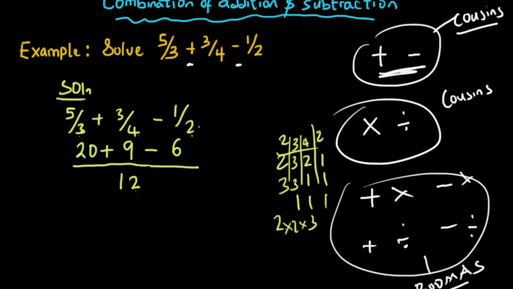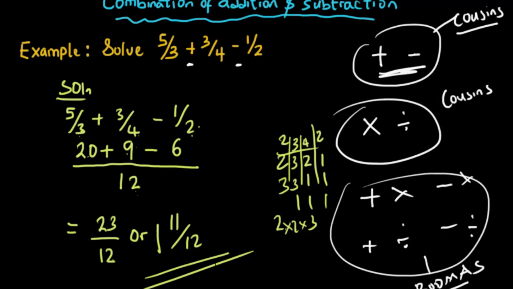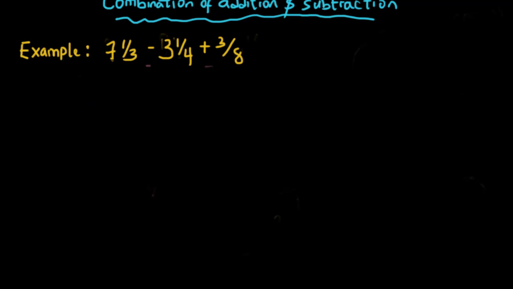So we have 20 plus 9 minus 6. 20 plus 9 is 29. 29 minus 6 is 23. So we have 23 over 12. And we can decide to turn this to a mixed fraction. That will be, 12 in 23 will be one whole number, 11 over 12. And this is our answer. Do you understand? Let's take another question.